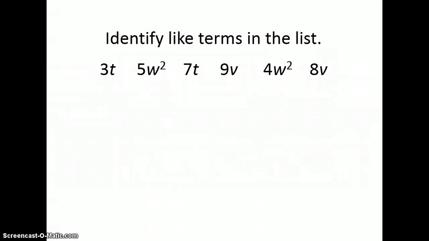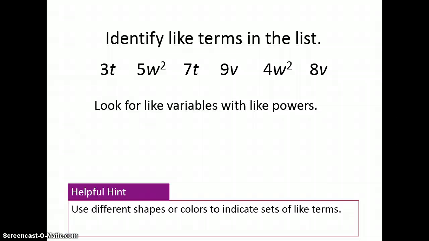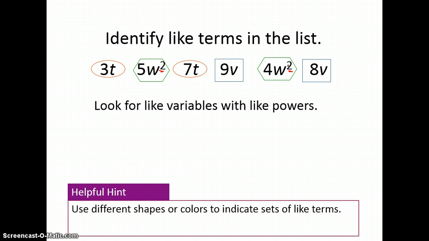Let's look at this list of terms and identify the like terms. When I'm identifying like terms, I find it helpful to use different shapes or colors to indicate sets of like terms. So I would look for variables with like powers, like 3t and 7t. Although their coefficients are different, I'm only concerned about the variables being the same. 5w squared and 4w squared are like terms because they have the same variable w raised to the same power, 2. 9v and 8v are like terms because they have the same variable, v.